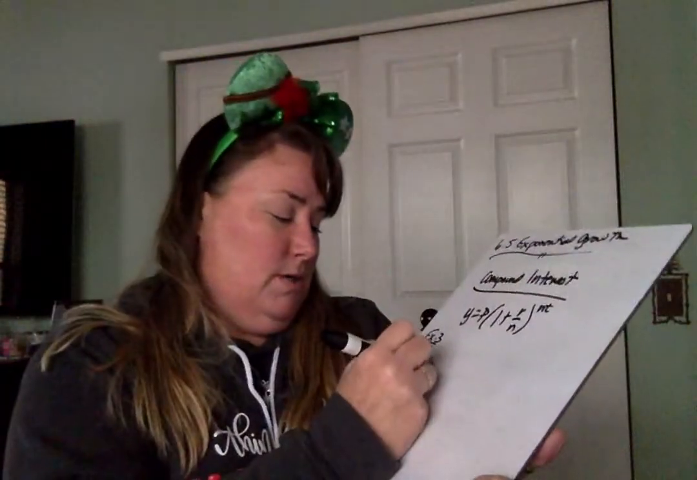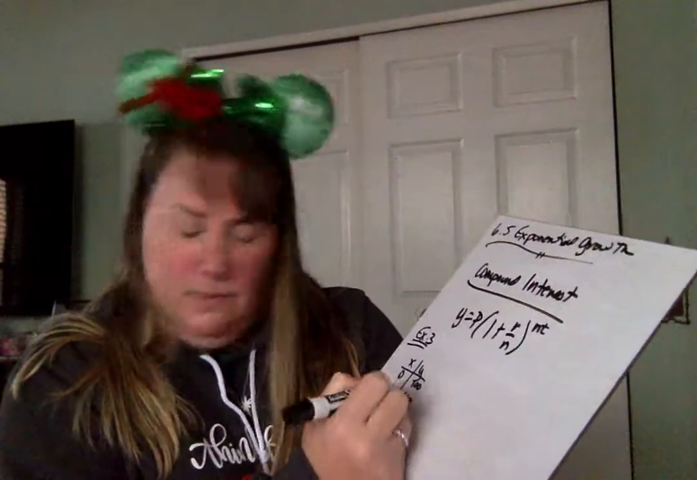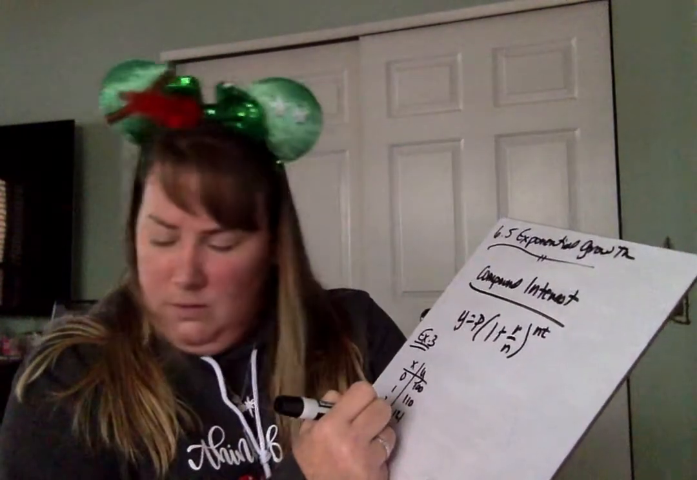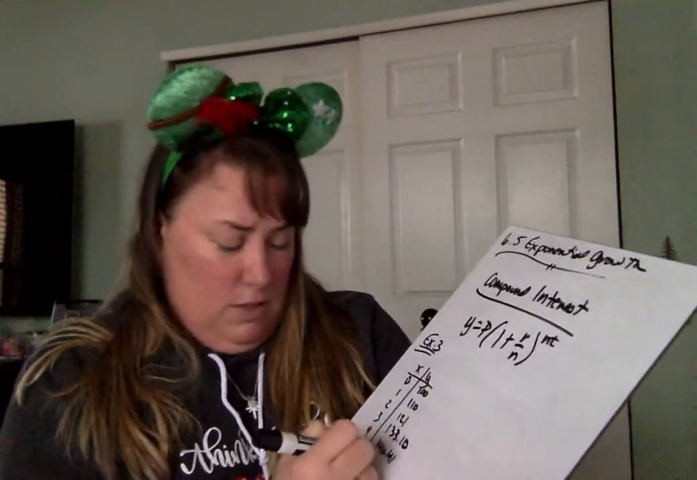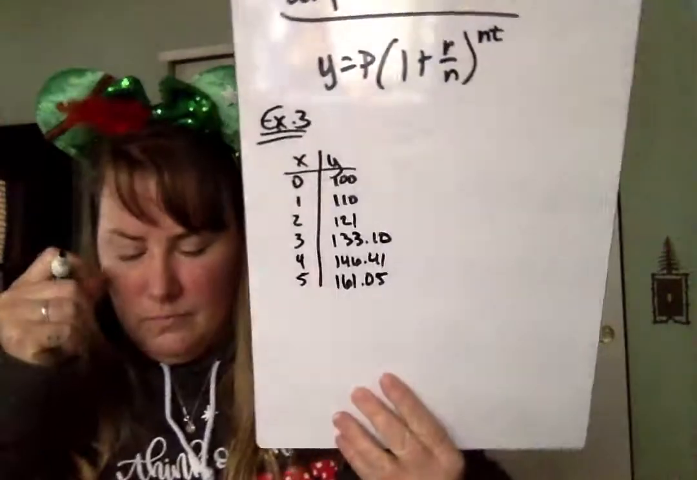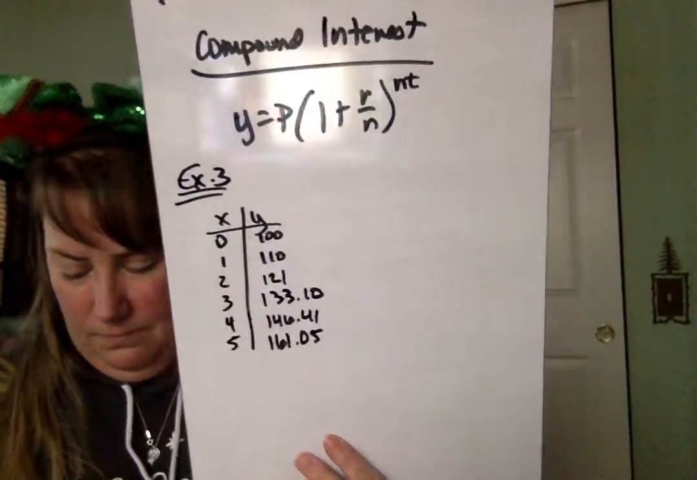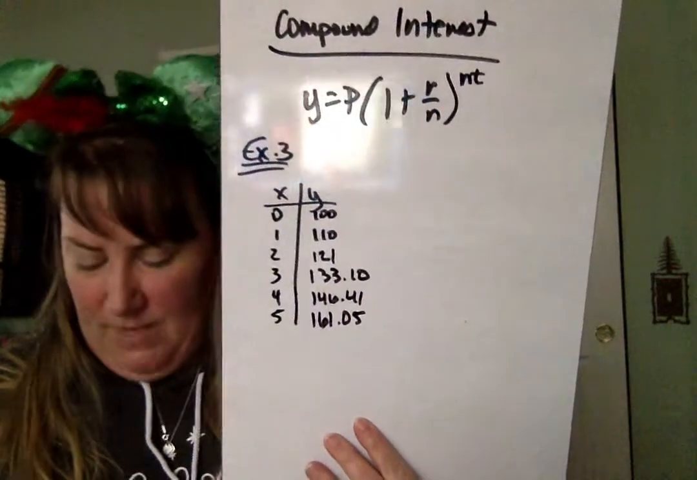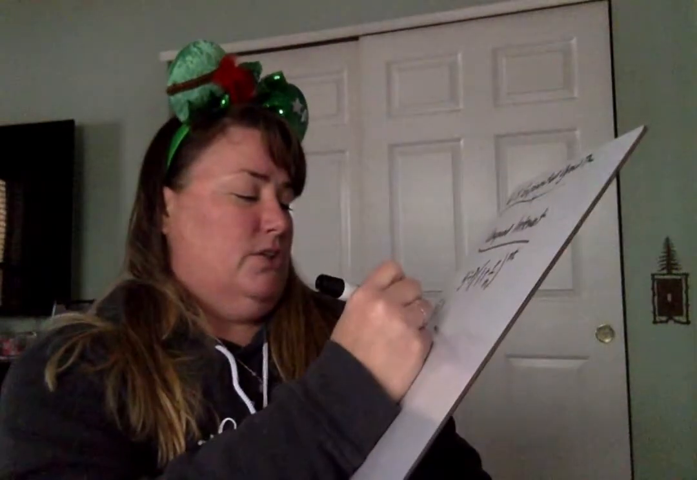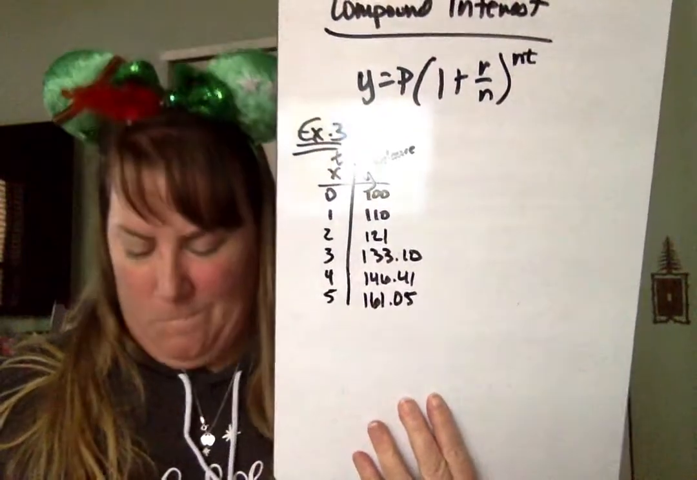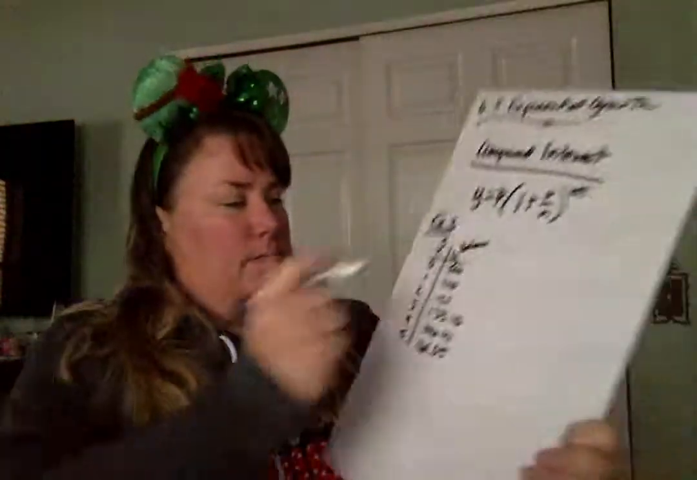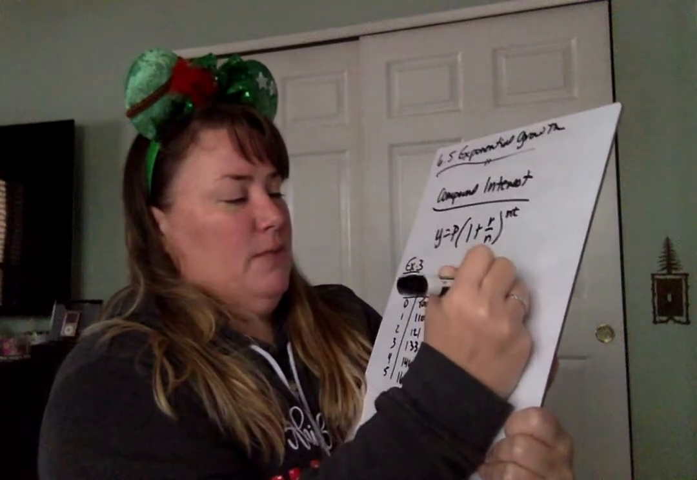And then 100, 110, 121, 133.10, 146.41, and 161.05. And X is, technically, your year T, and Y is your balance. Part A. Write a function for the table.